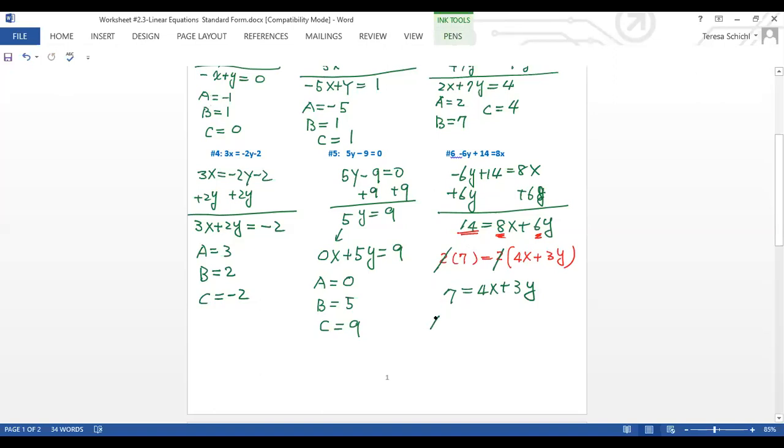So what is my A here? The same thing, right? A is the constant in front of x. So what is A? 4. What is B? B is the constant in front of the y, so it's 3. So what is C? C is 7. Okay, that's it. So that's how to change a linear equation to the standard form.